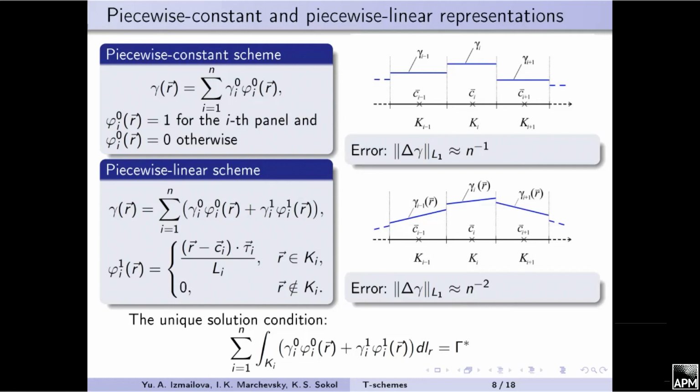The solution of the resulting boundary integral equation is not unique. So the unique solution condition is added and is equal to the value of total circulation. By the developed numerical scheme structure, the piecewise constant scheme error provides the first order of accuracy, and the piecewise linear scheme provides the second order of accuracy.